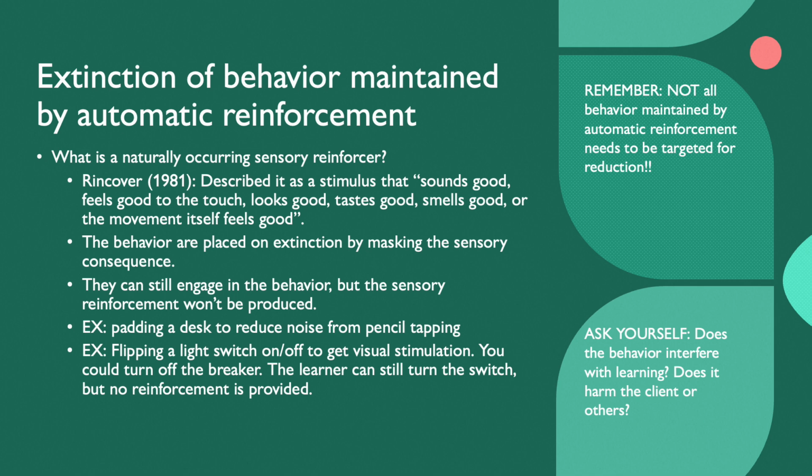Okay, so in the example of the behavior of hair twirling that I just gave to you, let's say that I twirl my hair because I like the sensation on my fingers of hair twirling. Then maybe wearing a glove would mask that sensory consequence for me. Meaning I can still engage in the behavior of hair twirling, but it doesn't feel good anymore. And so because it doesn't feel good anymore, what will likely happen is my behavior of hair twirling is going to be placed on extinction, and I'm no longer going to engage in that behavior. So that's an example of an extinction of a behavior maintained by automatic reinforcement, and I have a few others for you here on the slide.